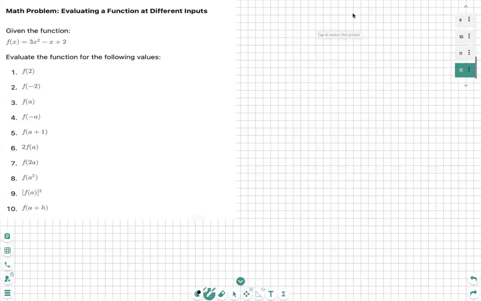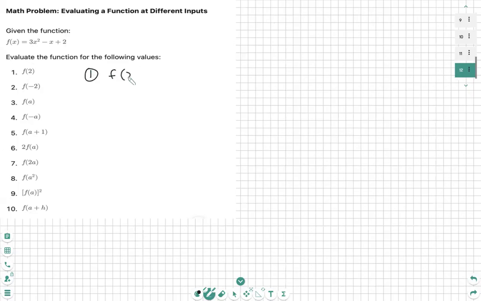Hello. In this video, we're going to go over evaluating functions at different inputs. So we're going to be given this one, f of x equals 3x squared minus x plus 2. And we're going to go ahead and evaluate everything being asked here. So let's go ahead and just start with number one.